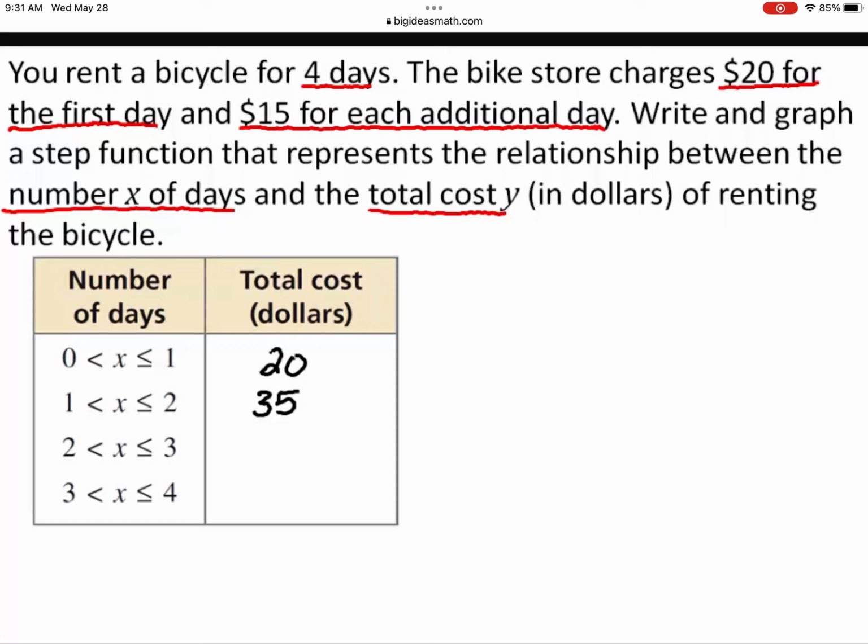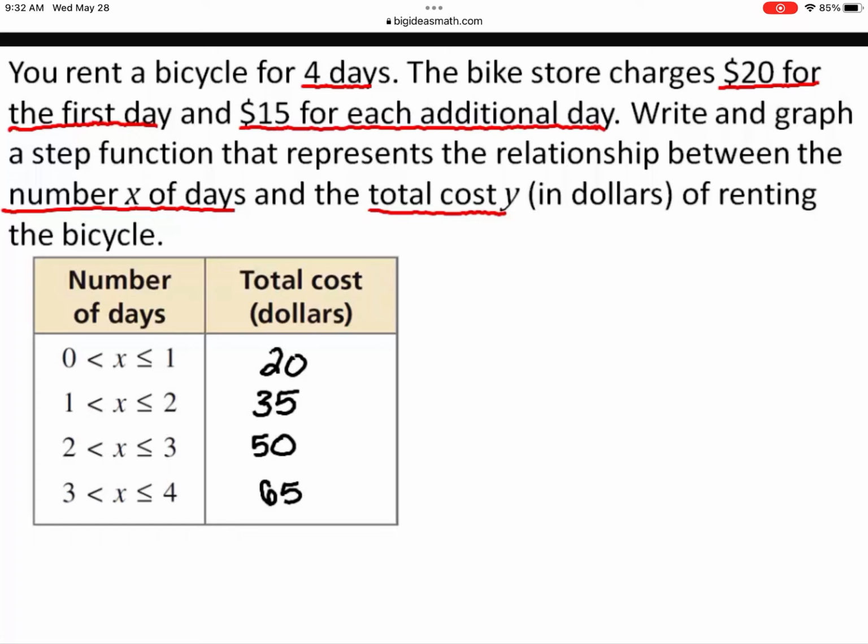The total cost when x is greater than 2 and less than or equal to 3 is the total cost to rent the bicycle for 3 days. To find this value, add 15 to 35, so the total cost is $50. The total cost when x is greater than 3 and less than or equal to 4 is the total cost to rent the bicycle for 4 days. To find this value, add 15 to 50, so the total cost is $65.